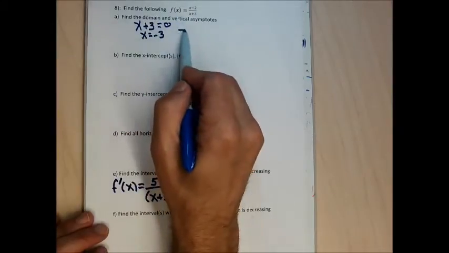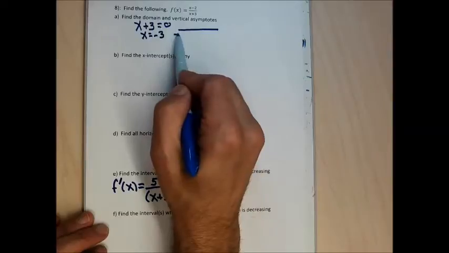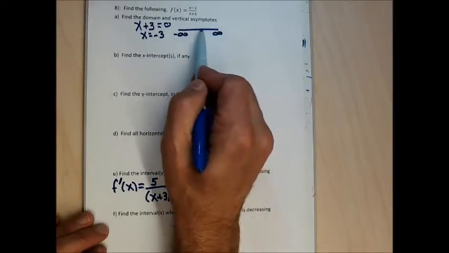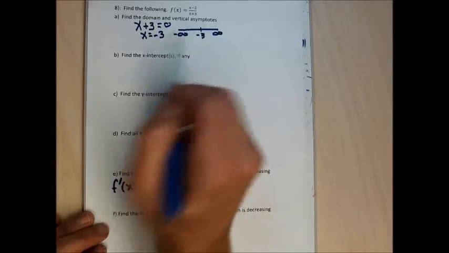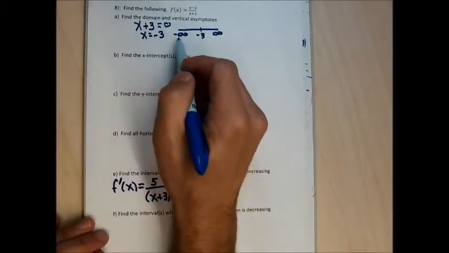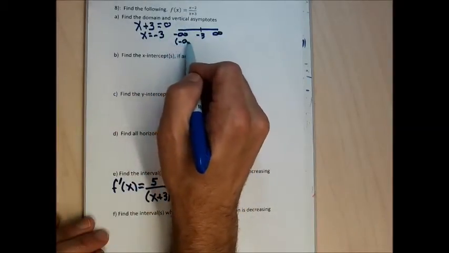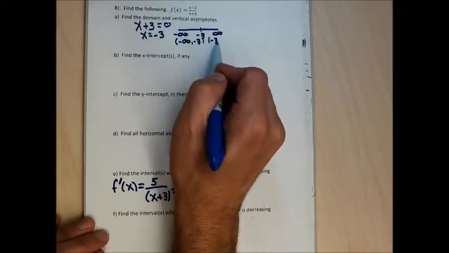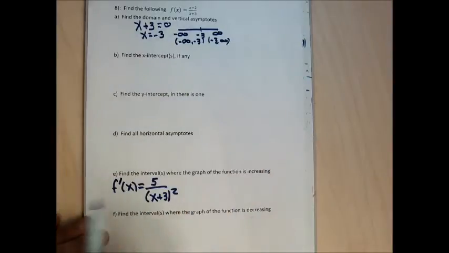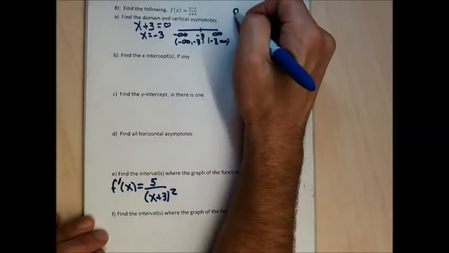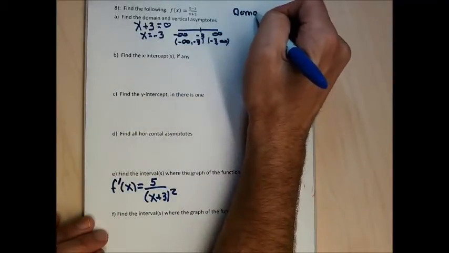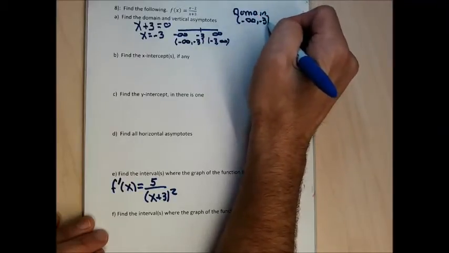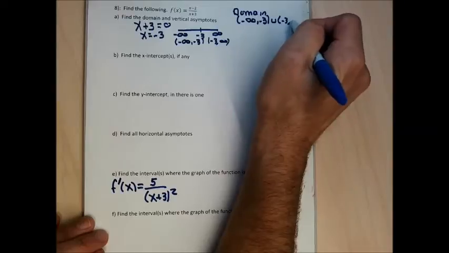One way to figure out a nice way to write the domain is to do like we've been doing for the increasing and decreasing. Create a number line that has the infinities on it, the number I'm excluding from the domain between those, and one completely acceptable way to say the domain of this function, part of the answer to part A, I can say the domain is the interval from -infinity to -3 union the interval from -3 to infinity.